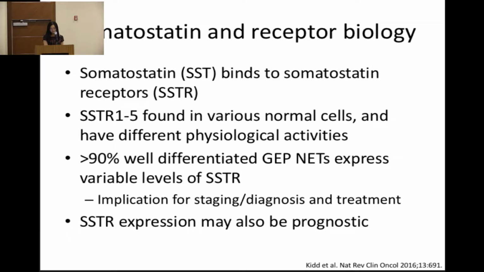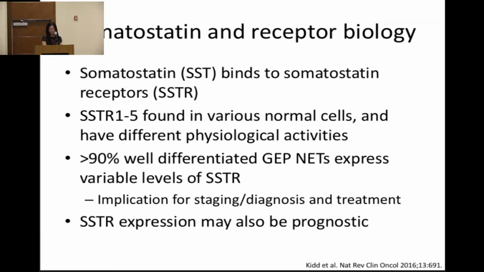So a bit about somatostatin receptor biology. Normally, somatostatin binds to receptors on the cell surface to mediate a whole bunch of different functions. There are 5 different types of somatostatin receptors in the body, and they're found in different types of tissues: CNS, GI tract, endocrine and exocrine glands. And in terms of functions, normally in the body, it usually has an inhibitory function. It inhibits GI motility and secretion of hormones.